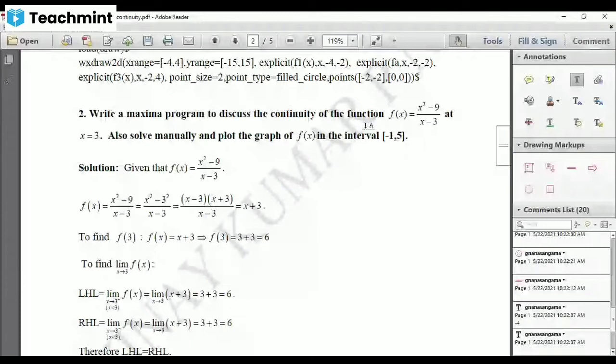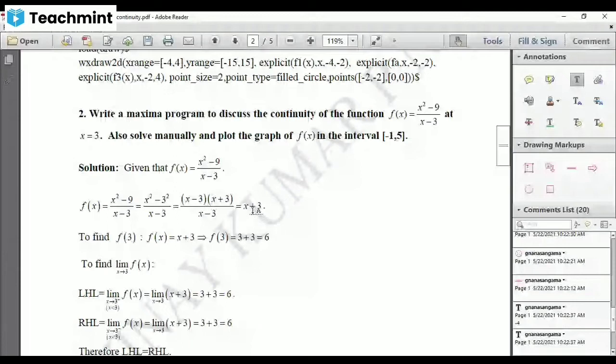That's why first let us simplify this. It's a rational fraction. How? This is of the form x square minus 3 square divided by x minus 3, the a square minus b square form. A square minus b square is a minus b into a plus b. So x minus 3 cancels. Simply you will get x plus 3. So instead of writing this, I can simply write f of x as x plus 3. It is simplified now.